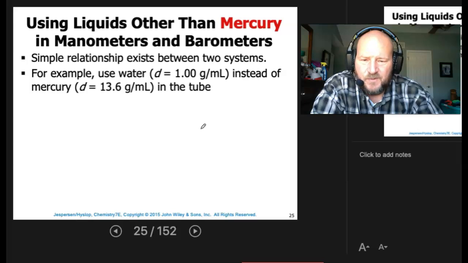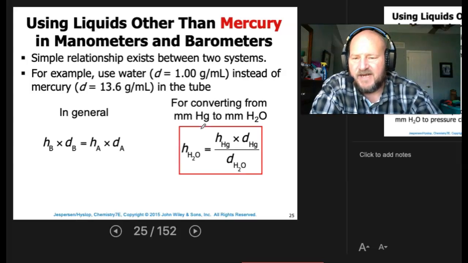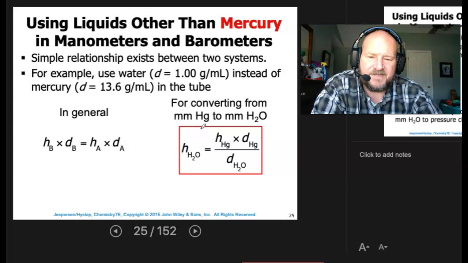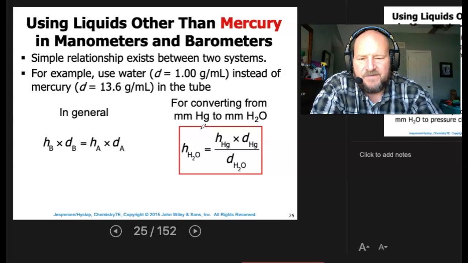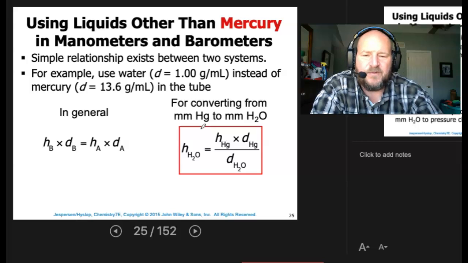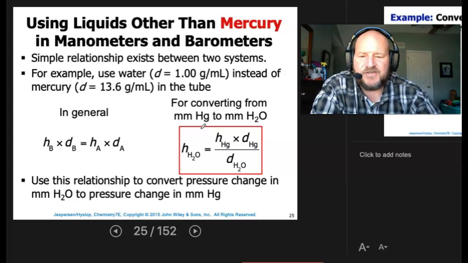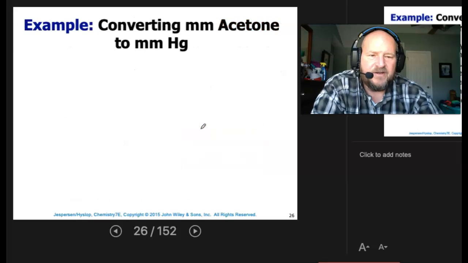For example, if we use water, which has a density of 1, instead of mercury, which has a density of 13.6 in the tube, then in general, the height of B times the density of B would equal the height of A times the density of A. For converting from millimeters of mercury to millimeters of water, then, the height of the water would equal the height of mercury times the density of mercury divided by the density of water. Use this relationship to convert pressure change in millimeters of water to pressure change in millimeters of mercury.